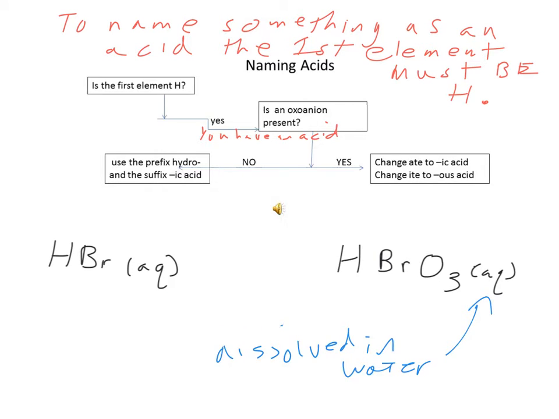All right, so how do we name these? Let's go back to our question map here. Is our first element for each of these compounds here hydrogen? Yes. So we know we have an acid. The next thing we consider when it comes to naming acids is, do we have an oxoanion present? What in the world is an oxoanion? You probably can guess it from the name. An anion, remember, is a negatively charged ion. And what does oxo probably refer to? Oxygen. So an oxoanion is an anion that contains oxygen.